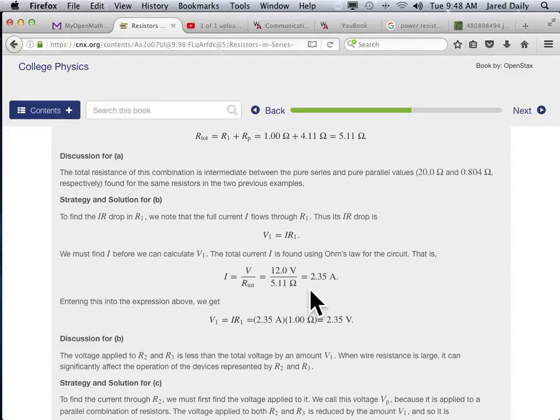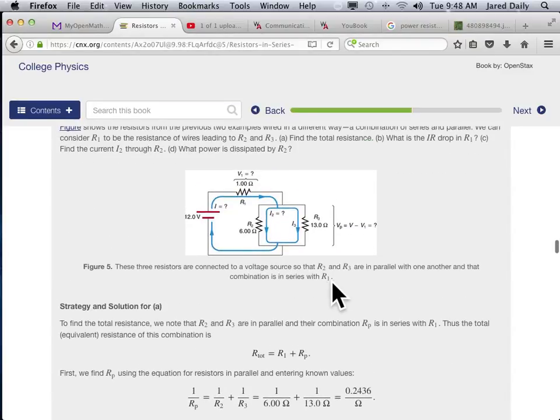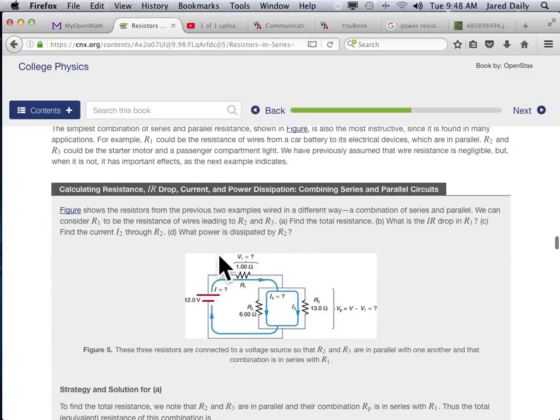Now that we know the total current is 2.35 amps, we can calculate the voltage across this resistor because the current comes out here, and the only way it can go is through that resistor. All the current coming out here is 2.35 amps. And when it hits this resistor, it all has to go through it. It has no choice. It has to go through these rapids.